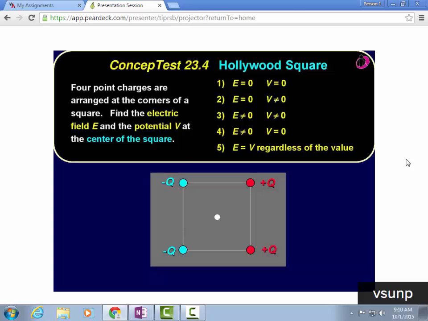4-point charges are arranged at the corners of a square. Find the electric field, E, and the potential at the center. And so I guess the point of this problem is to show you that the field and the potential are not the same thing. Yeah, field's gonna be that way, potential's gonna be 0. Yeah, because it's easy. Potential would be, oh, there's no.